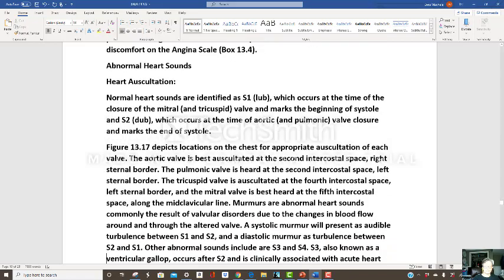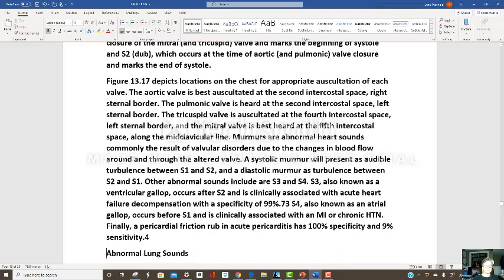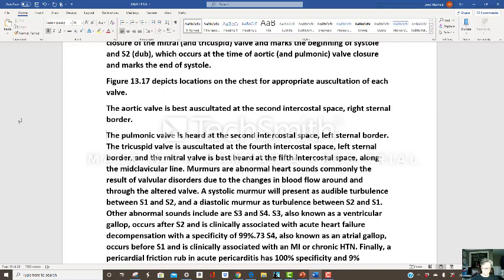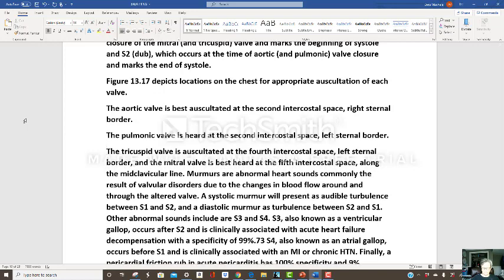Figure 13.17 depicts locations on the chest for appropriate auscultation of each valve. The aortic valve is best auscultated at the second intercostal space, right sternal border. The pulmonic valve is heard at the second intercostal space, left sternal border. The tricuspid valve is auscultated at the fourth intercostal space, left sternal border, and the mitral valve is best heard at the fifth intercostal space, along the midclavicular line.